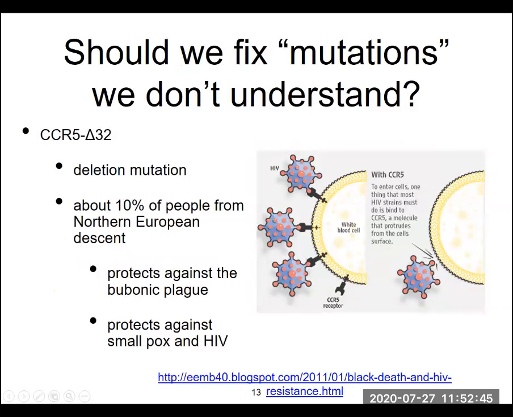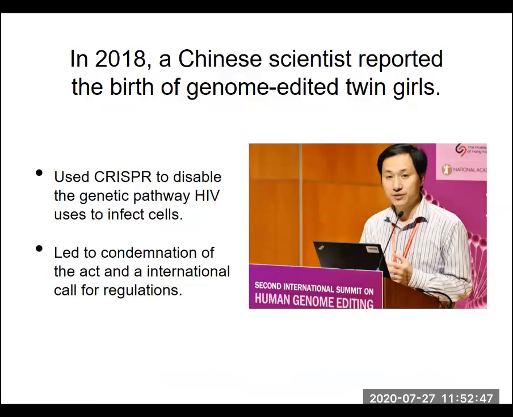And the reason for that is that they had a parent with HIV. So the idea is if we induce a defect in that pathway, they're then going to be resistant to HIV. Now, this occurred, it was reported, and generated a huge outcry. Lots of condemnation, lots of international calls for regulations, a kind of moratorium on doing germline editing. Just huge, huge issues. A lot of controversy associated with it.